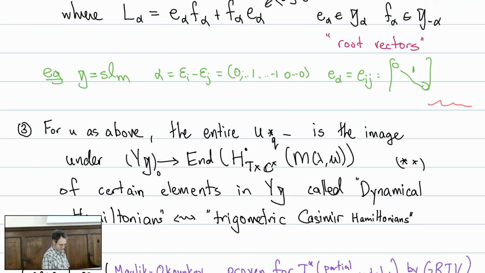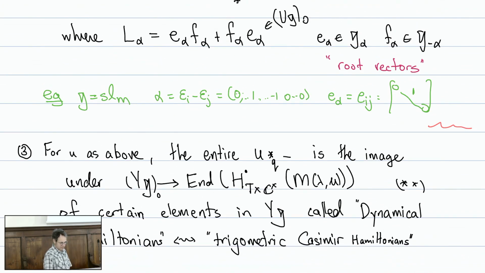So that's basically the main theorems of Maulik-Okounkov in the case of these equivarieties. Any questions?